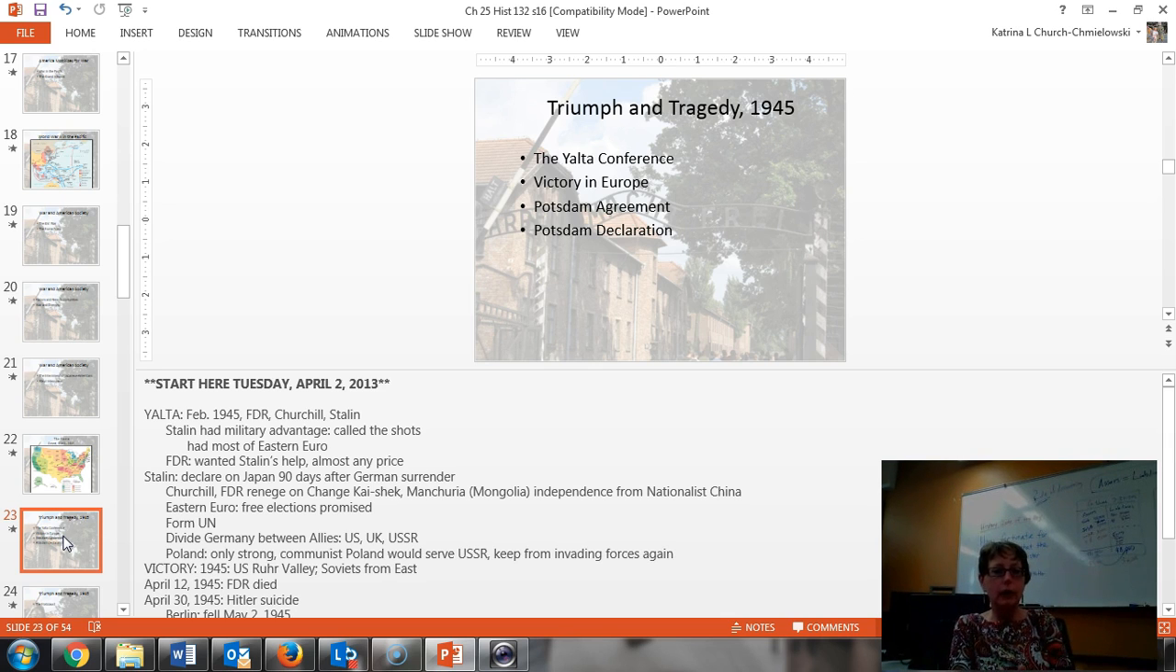So, in Eastern Europe, there were supposed to be free elections, okay, from the Yalta Conference. The UN, the United Nations, would form from the Yalta Conference. Germany was going to be divided between the US, the UK, and the USSR. Okay? Poland was seen by Stalin as needing to be strong and communist to serve the USSR and keep invading forces from coming through again. Okay?